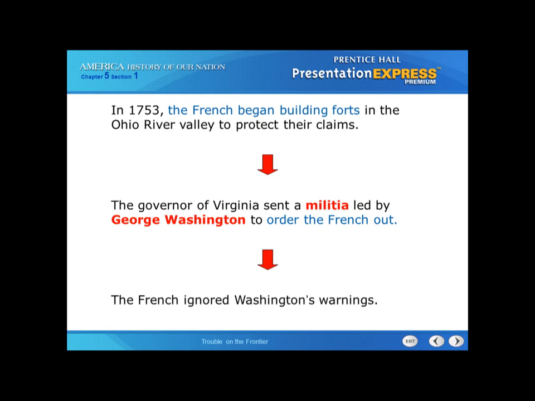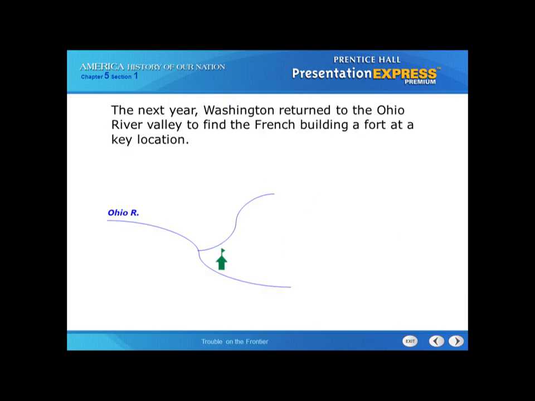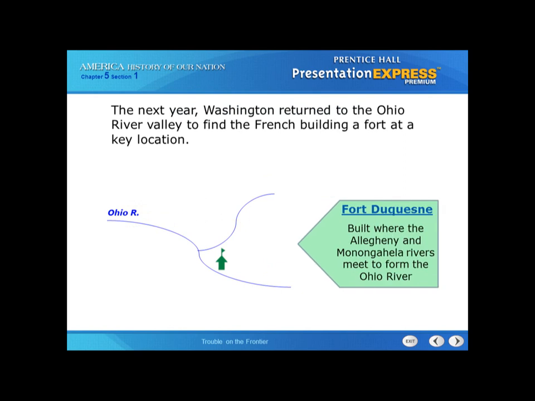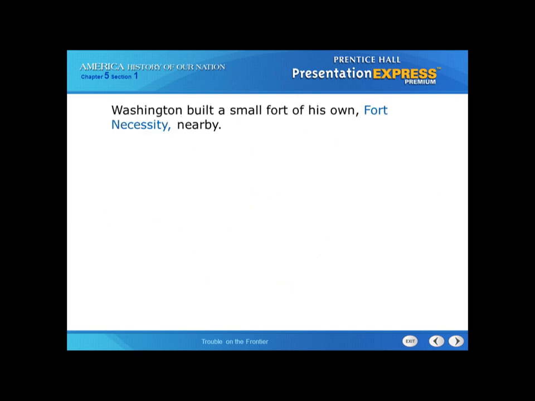And again, the French ignore Washington's warnings. The next year, Washington returned to the Ohio River Valley to find the French building a fort at a key location: Fort Duquesne. This is built where the Allegheny and Monongahela rivers meet to form the Ohio River. So think about the key placement of this. Most of Ohio at this time period would be approximately 90% wooded. So if you're going to come into an area, you're definitely going to use the river systems. And it's no surprise that the French are building a fort at this location.